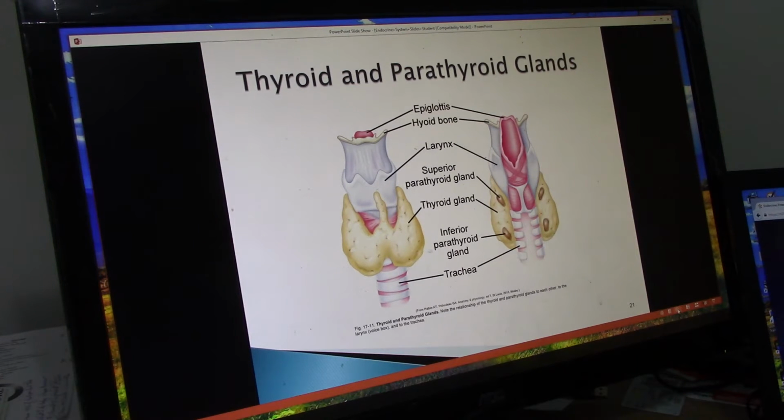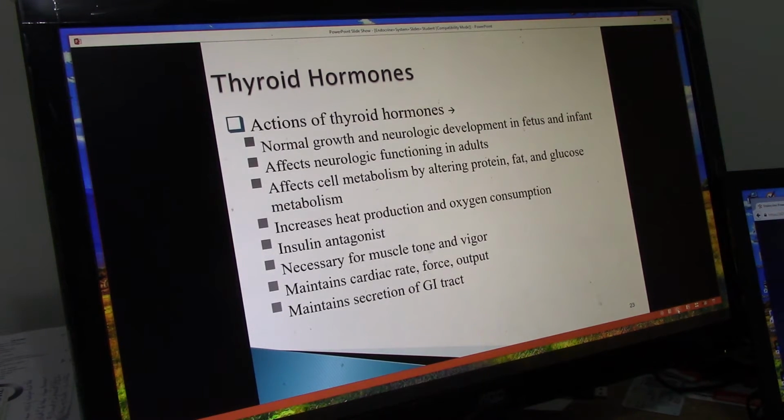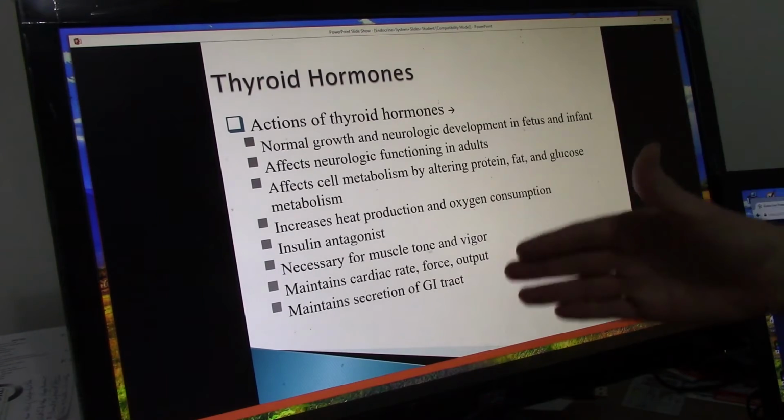Okay, so we're going to go take a look at the thyroid at this point. These are the follicle cells. These are the cells that secrete TH, or thyroid hormone. Now, these are just some of the effects of thyroid hormone.